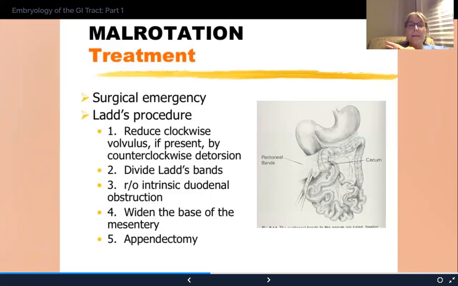Divide those Ladd's bands. Make sure where it crossed the duodenum, it didn't keep the duodenum from developing so that the duodenum is patent. And then we're going to widen the base of the mesentery. And this is kind of a hard concept to think of, but if this is all clasped together like this, if I can take a little pair of scissors or something and start dividing the things that are holding it into a fist and make it wider, this is actually much harder to flip than this is. So it decreases the risk that it'll have a new volvulus. And then we usually take out the appendix. I think that's getting to be a little more controversial, but that's part of it.